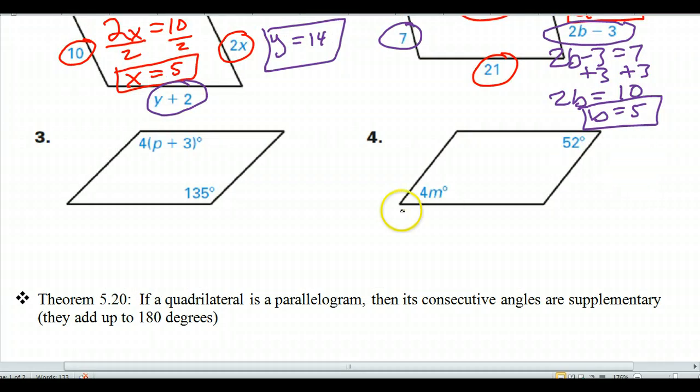Okay, so Tiger, give me an equation for number 3, brother. Let's say 135 equals 4 times p plus 3. Okay? Simple. Obviously, what am I going to do next?